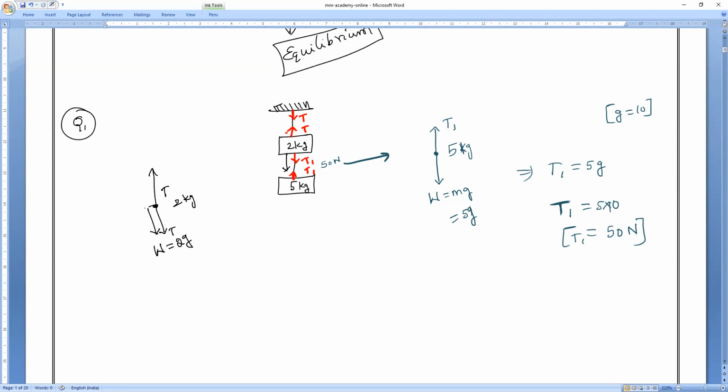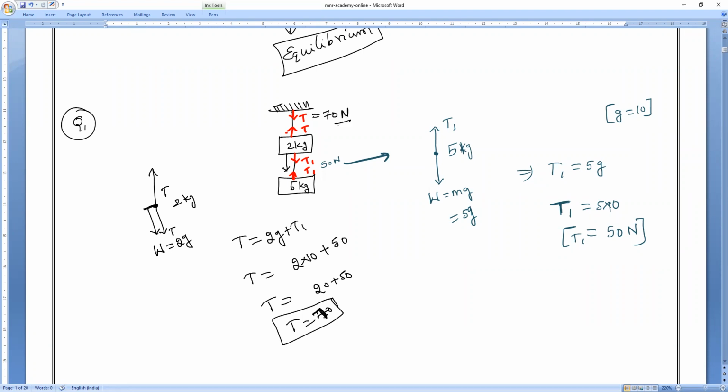Yes, two forces are acting in the downward direction here. So T is equal to 2g plus T1. Then T is equal to 2 into g value 10, plus T1 value 50. So T is 20 plus 50, which is 70. Do you all understand, everybody? Why is the tension in the first string greater? Because it is carrying both masses. That is the reason the tension will be higher.